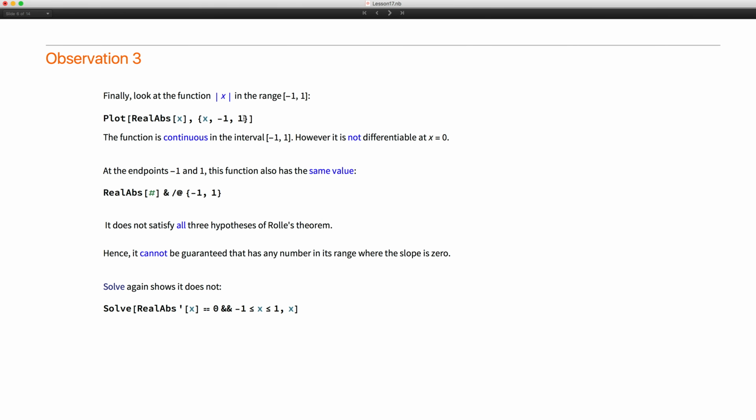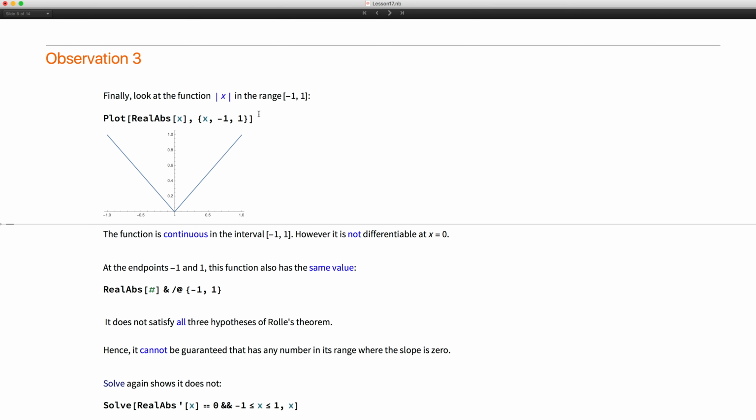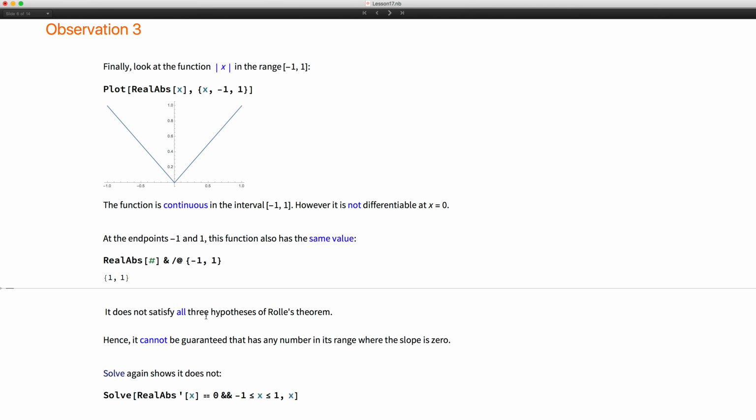As another issue with the theorem, let's look at the absolute value function between -1 and 1. Now, clearly, that is continuous, but it is not differentiable at x equal to 0. There's a corner at x equal to 0. Now, the value of the function at both endpoints is the same, but since it does not satisfy all the hypotheses of Rolle's theorem, you cannot guarantee that there is a number at which the slope is 0. And once again, you can use Solve to confirm that there is no such value. So that's the derivative of the absolute value function on the interval, and it's never 0 on that interval.